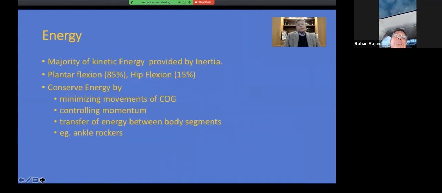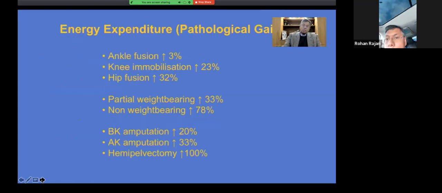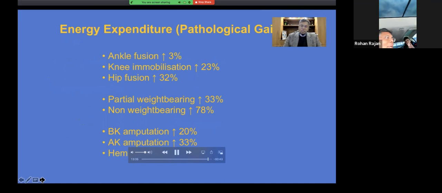With regards to energy, the majority of kinetic energy is provided by inertia. We conserve energy by minimizing the movements of the center of gravity, controlling momentum, and transferring energy between body segments, especially in the ankle rockers. So in pathological gait, for example, with ankle fusion, you can increase the energy expenditure by up to 3%, with knee immobilization by 23%, and with hip fusion by 32%.